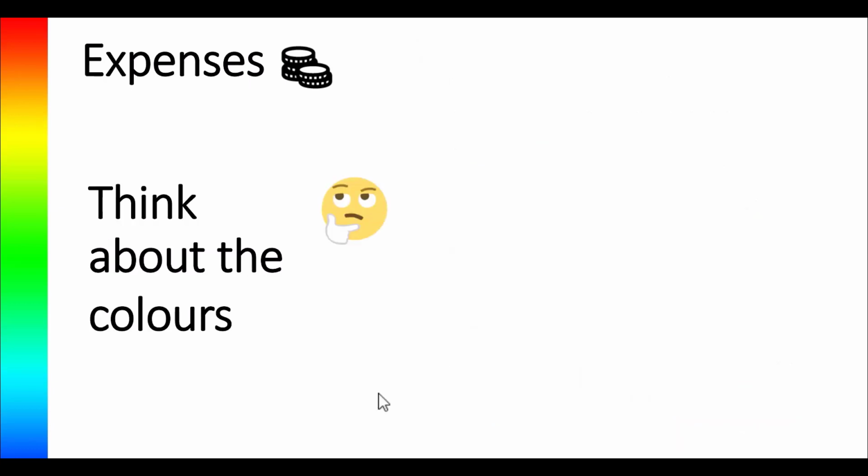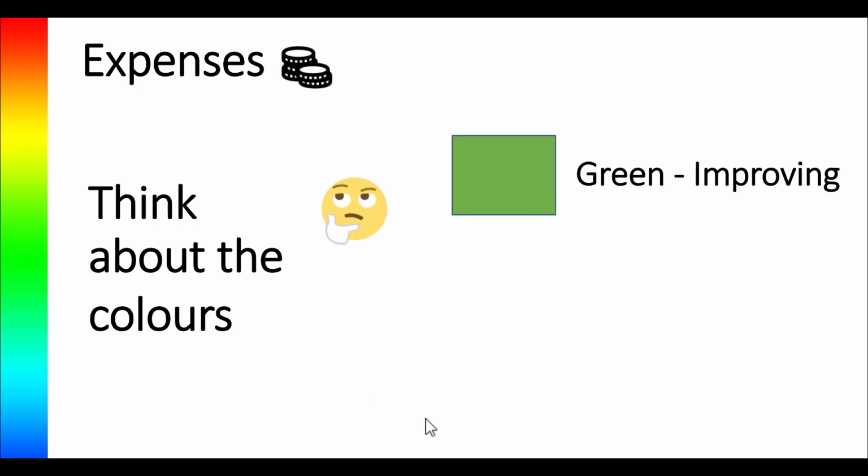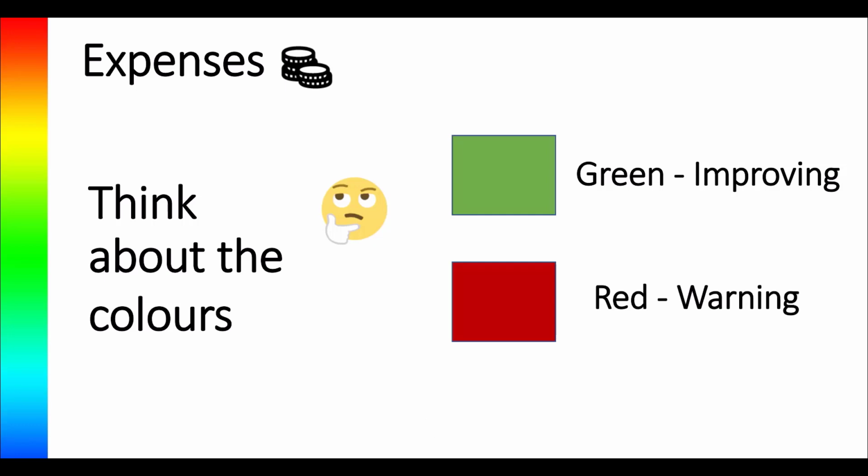We are dealing with expenses, so let's think about the colours. Typically, in financial diagrams, green is usually associated with something improving, and red acts more as a warning.